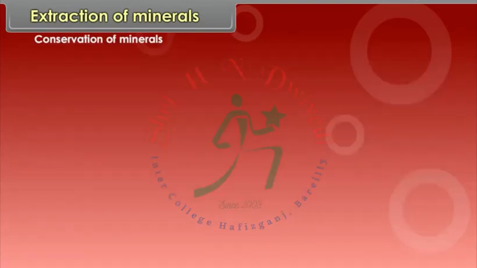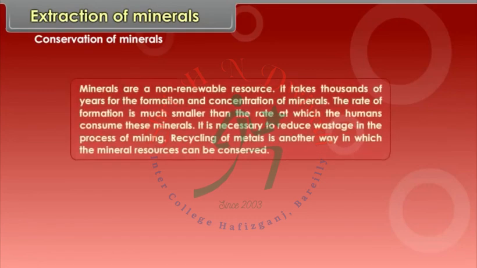Conservation of minerals. Minerals are a non-renewable resource. It takes thousands of years for the formation and concentration of minerals. The rate of formation is much smaller than the rate at which the humans consume these minerals. It is necessary to reduce wastage in the process of mining. Recycling of metals is another way in which the mineral resources can be conserved.